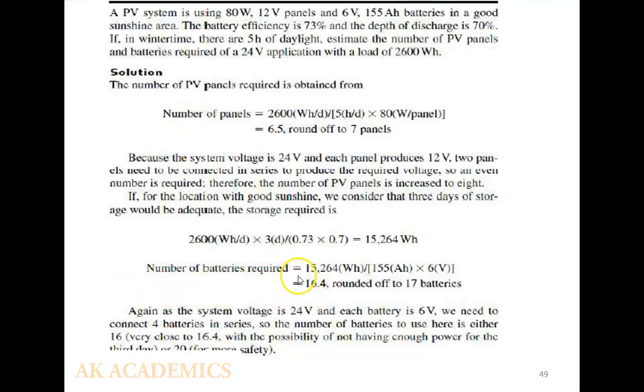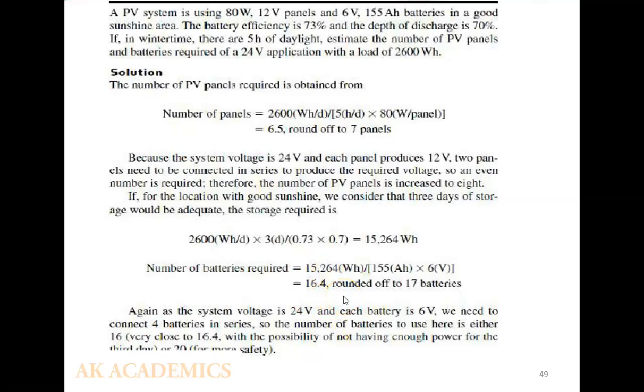The number of batteries required will be the total energy required from the battery divided by the energy of one battery. That will be equal to voltage times current times time. That will give us the total energy that one battery is producing. So 155 times 6 is what we're going to have here for one battery. If we have 15,264 divided by 155 divided by 6, it will give us the total number of batteries we need to meet up with this 15,264 watt hours. So that gives us 16.4 batteries.